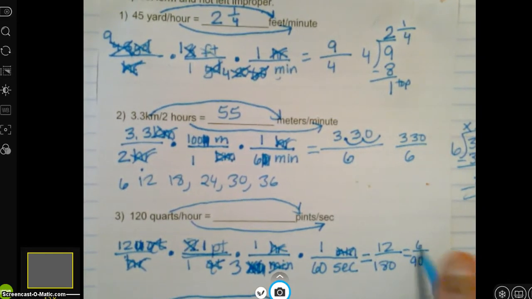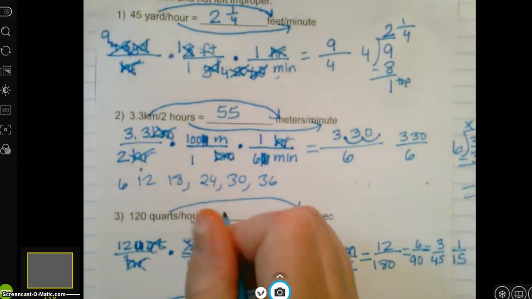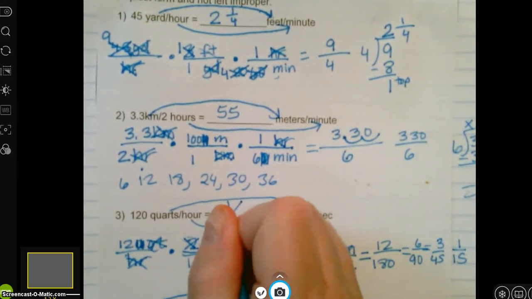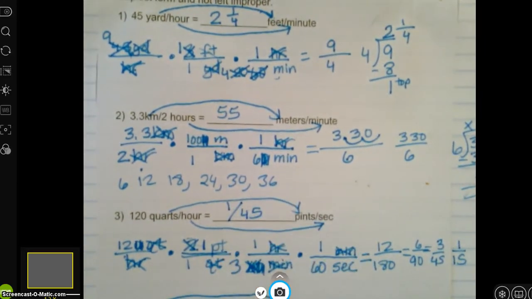Both of these are even, so we can do half again. What's half of 6? 3. What's half of 90? 45. And then these both divide by 3. 3 divided by 3, 1. 45 divided by 3 is 15. I know I went through that quick for the sake of time. Now I want you to see if you can try number 4, and I'll let you know you'll get a decimal.